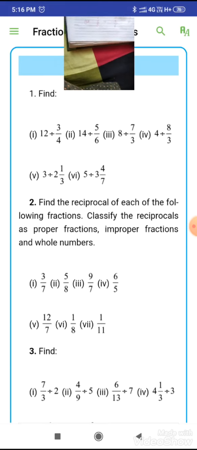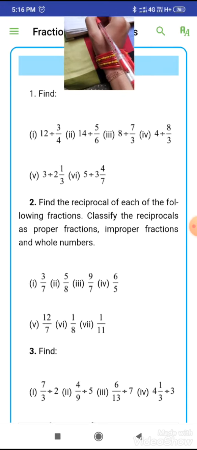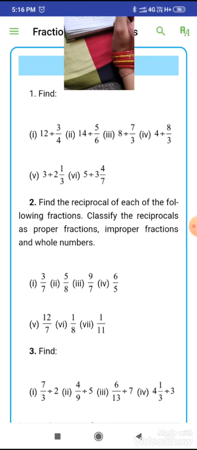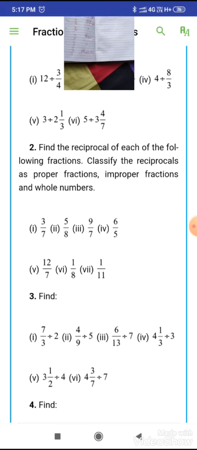If you have 1 in the denominator, then the fraction is known as the whole number. Look at the example, 1 by 8 and its reciprocal is 8 by 1. When 1 appears in the denominator part, then this fraction is called a whole number. So sixth part of this question is a whole number. Now move to our third question.